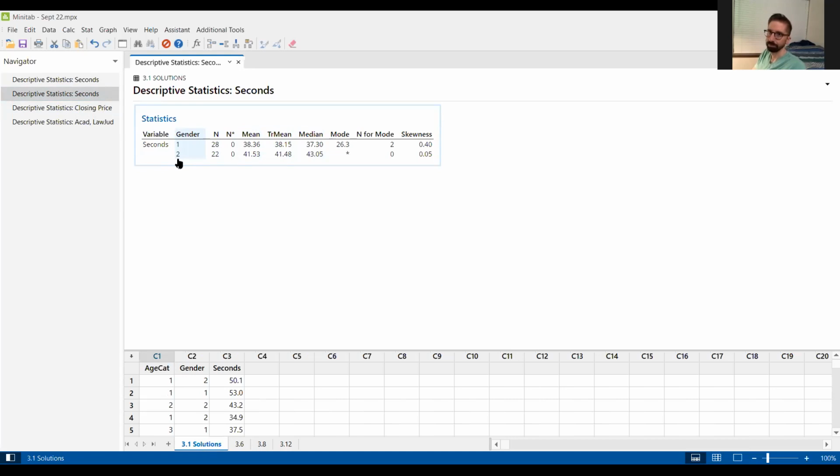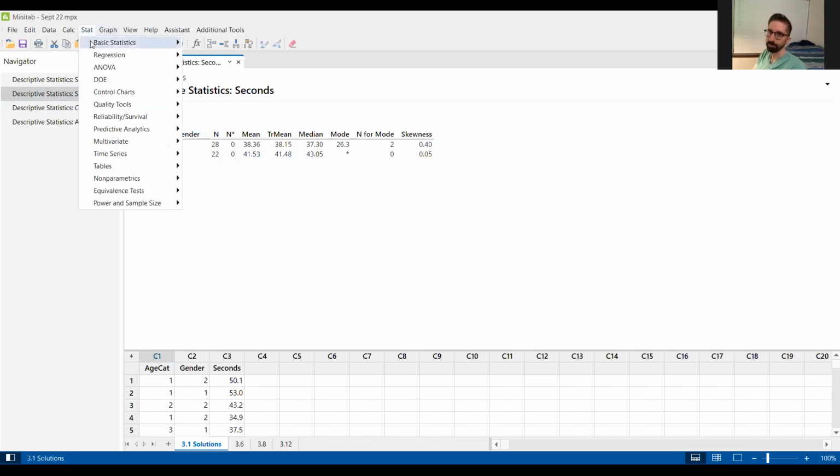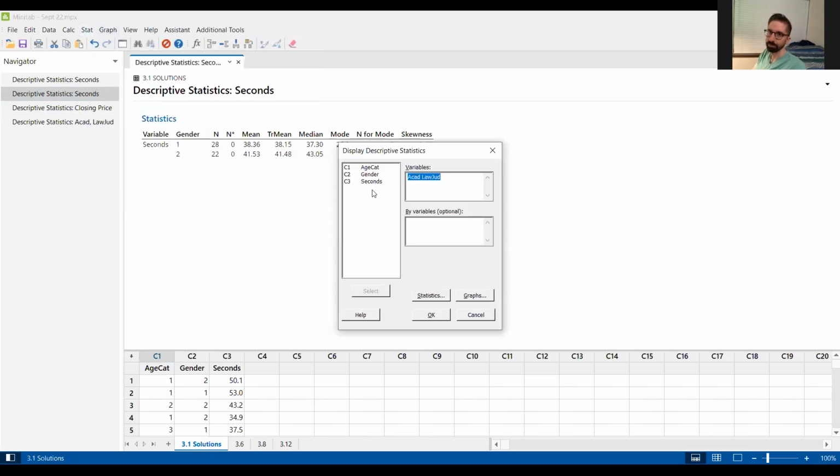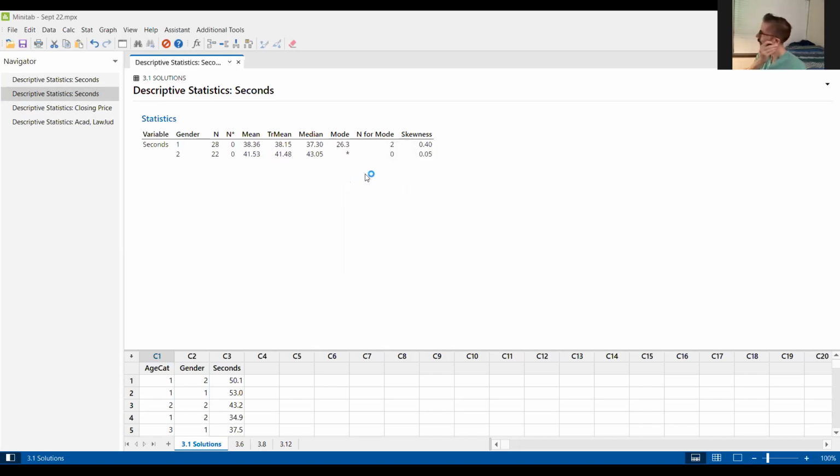Forgot to mention that. Gender 1 is male, gender 2 is female. So when you go to Stat, you have a By variable here. What would you use here? The variable would be seconds, and the By variable would be gender. So you just click C2, right? Then click OK, and you would get this graph here.